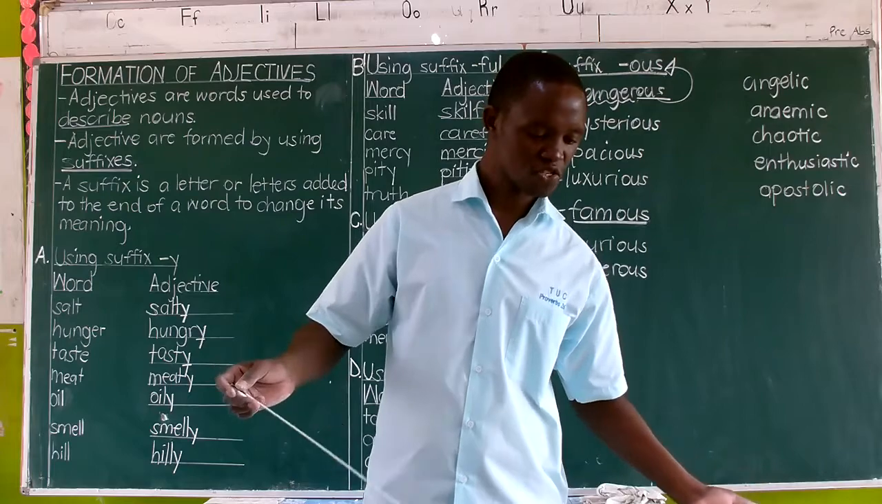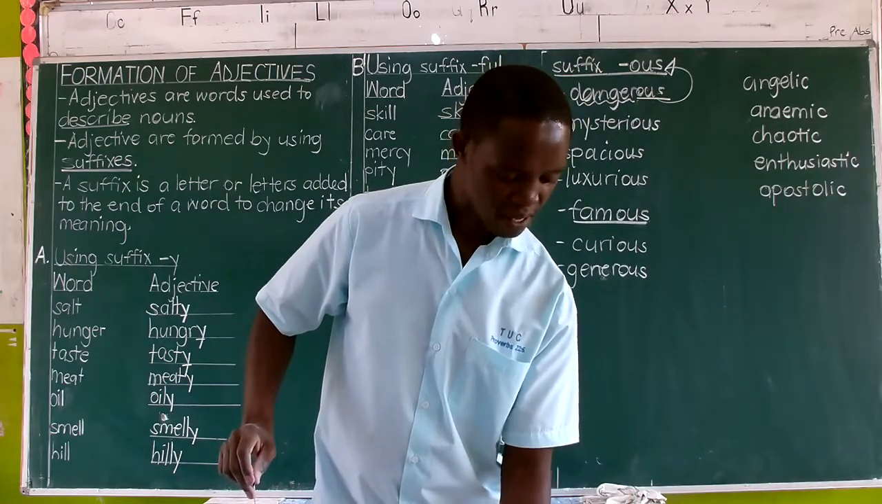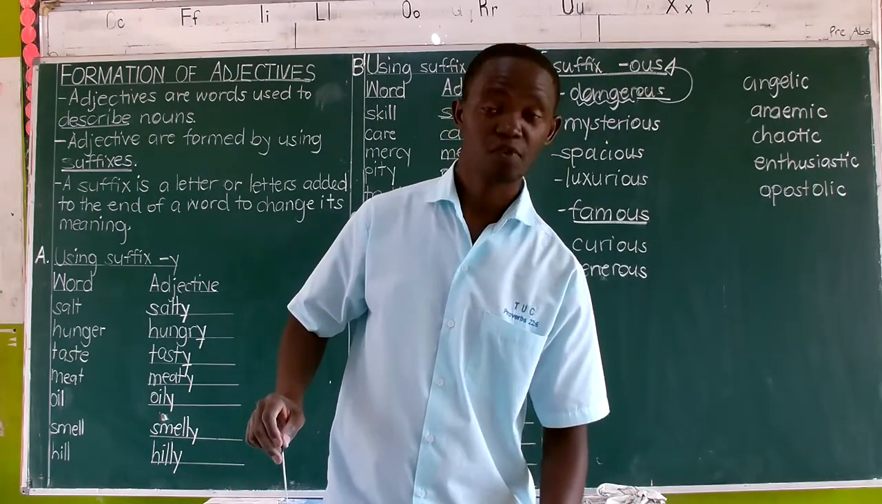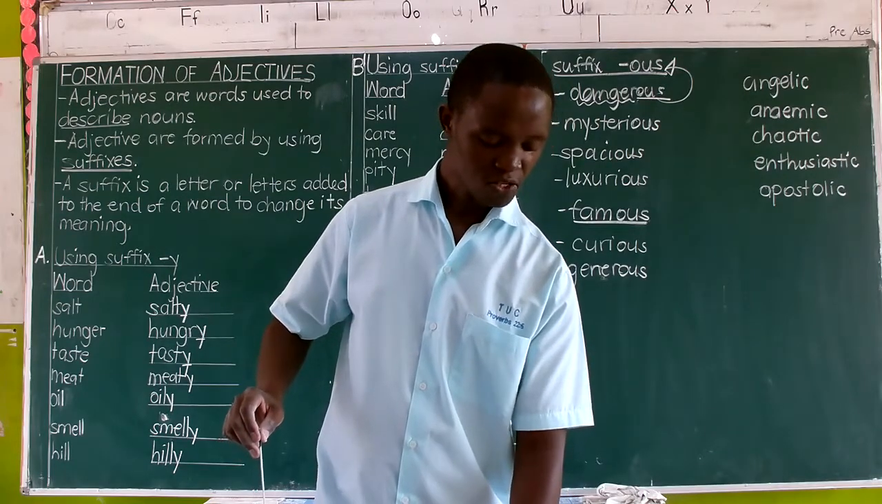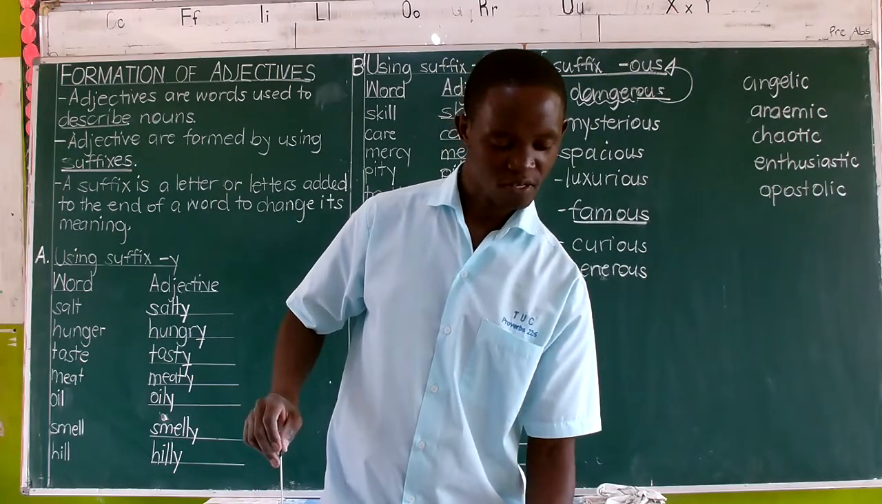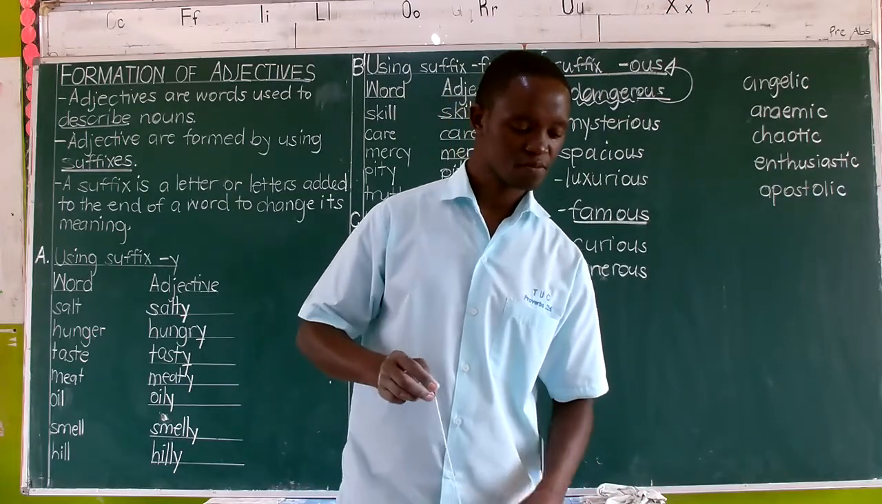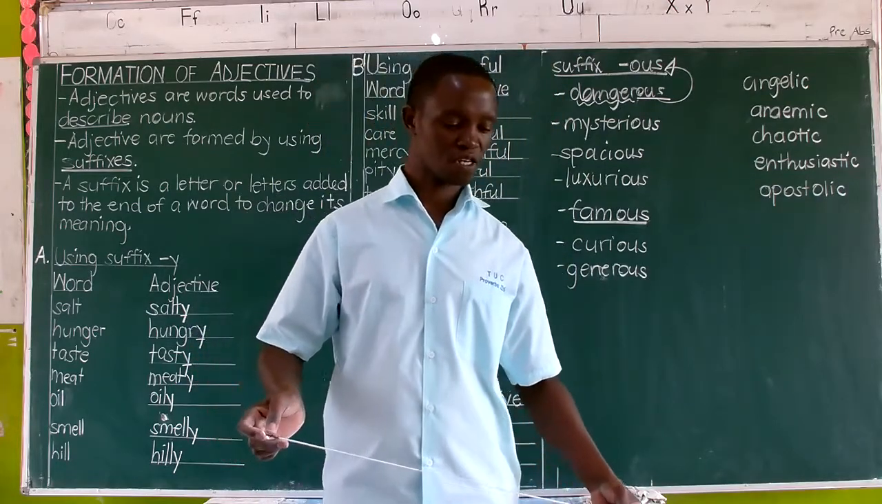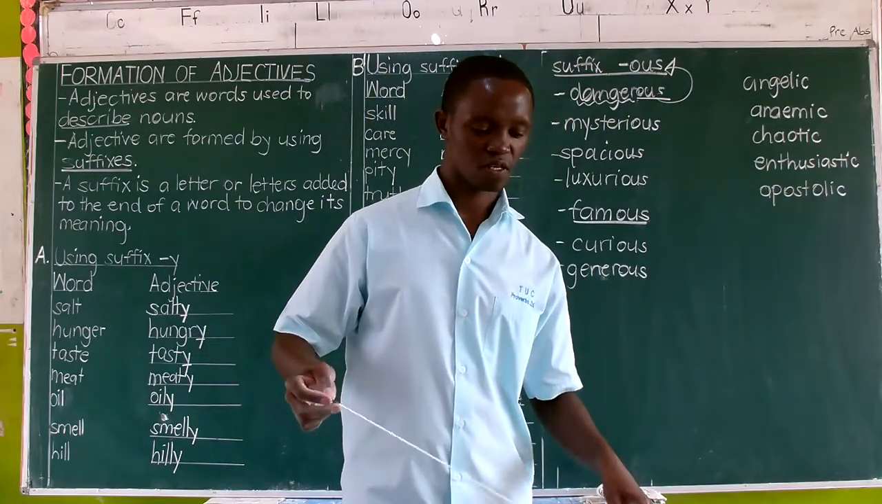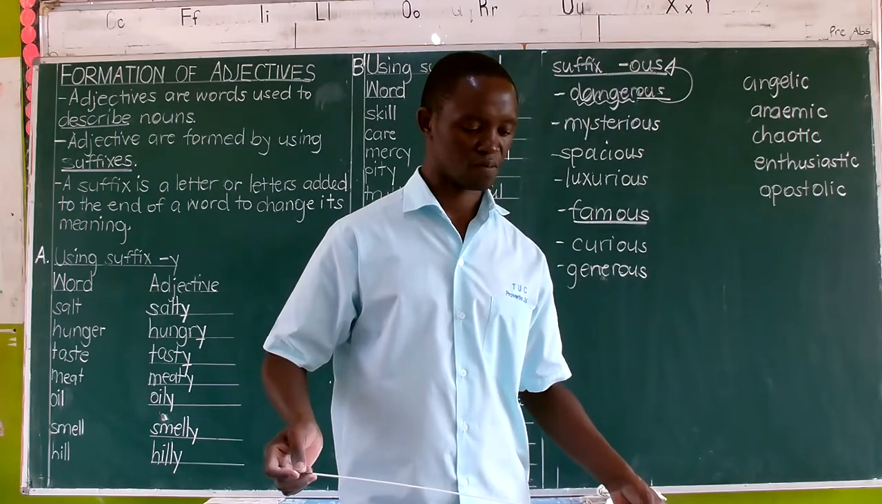Industry, industrious. If you remember how you formed the word victorious, change the last Y to I before you add OUS. That is in industry, to form the word industrious, which means hardworking.